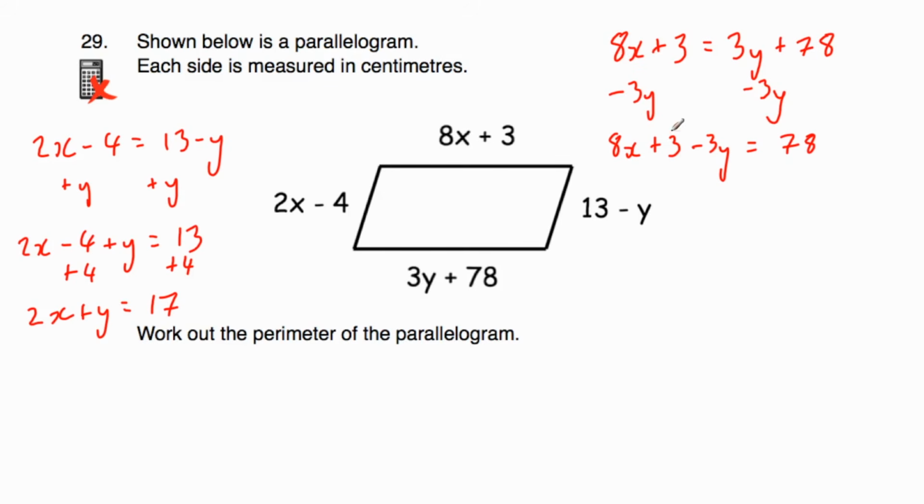Now I don't want this plus 3 here, so I'm going to minus 3 and minus 3. So that would give us on the left hand side 8x subtract 3y, because we've got our 8x and our minus 3y here.